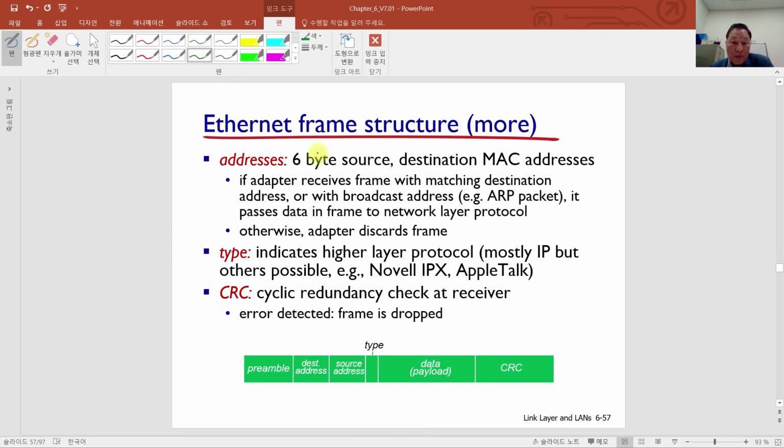Okay, still explaining the Ethernet frame structure more. Addresses, as I explained: 6 bytes source and destination MAC address. If the adapter receives a frame due to a matching destination address or due to a broadcast address, for example an ARP packet, it passes the data in the frame to the network layer protocol. Otherwise, the adapter discards the frame.